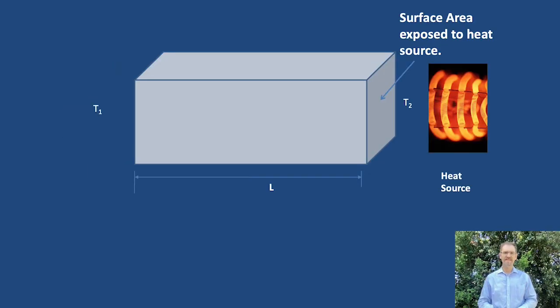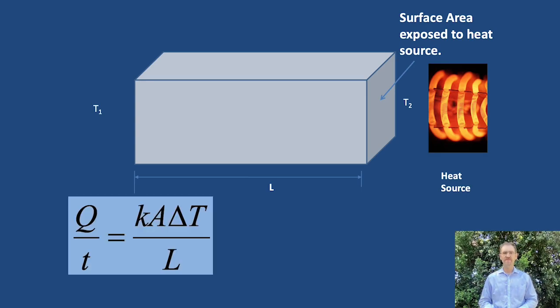Here's a visual representation of the factors influencing rate of heat flow through conduction. Delta T, again, the difference between the temperature at the heat source versus the temperature at the heat destination. Large delta T equals greater rate of heat flow. Length of the material, the longer your heat conduit, the longer your substance that you're conducting through, the slower the rate of heat flow. Surface area exposure to the heat source and surface area exposure to the heat destination. The greater these are, the greater the rate of heat flow.